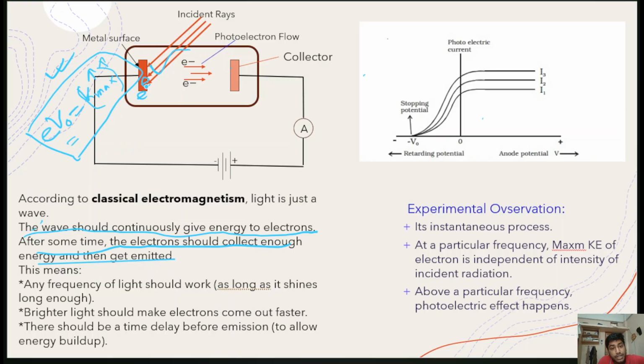When the electron gets that much energy that it can be ejected from the metal surface, then it will be ejected. So there should be a time delay now, because when it gets the energy, then it will be ejected. So it should not be an instantaneous process according to the classical theory.